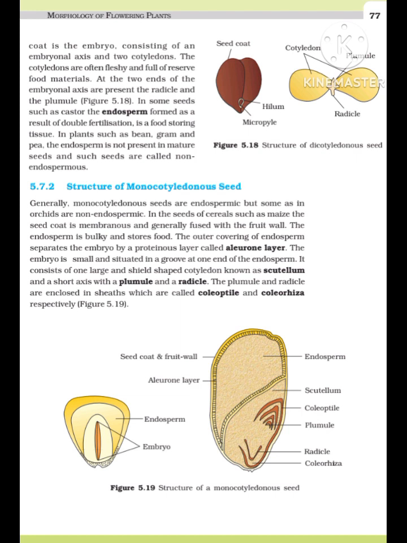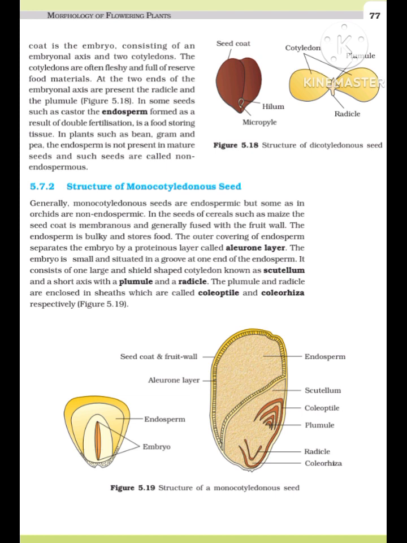In some seeds such as castor, the endosperm formed as a result of double fertilization is a food-storing tissue, and such seeds are called endospermic seeds. In plants such as bean, gram, and pea, the endosperm is not present in mature seeds and such seeds are called non-endospermous. Figure 5.18 Structure of dicotyledonous seed: seed coat, cotyledon, plumule, hilum, radicle, micropyle.